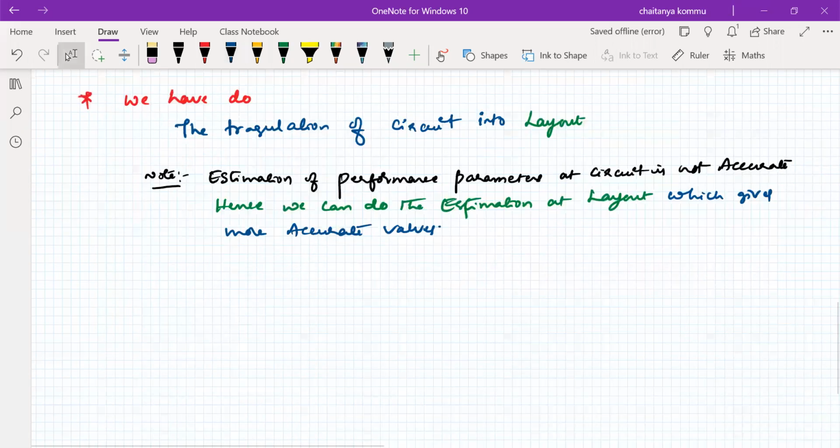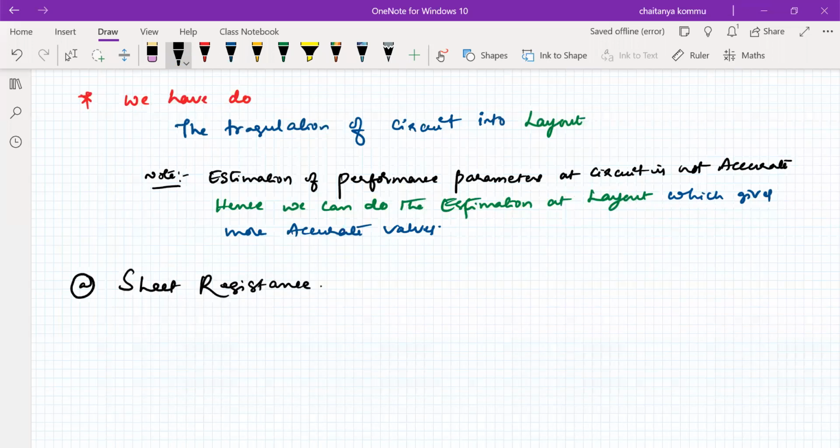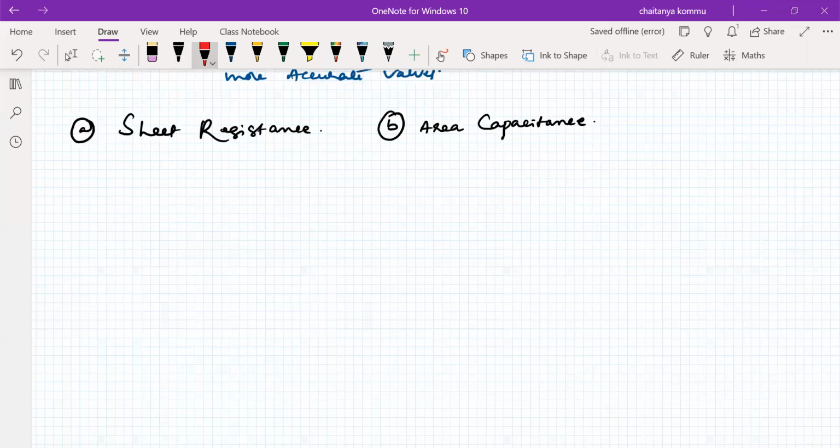In order to do this, the first and foremost fundamental concept is sheet resistance. Finding the sheet resistance of a material is one thing. The second one is area capacitance. So these two things are required. In most cases, we consider resistance and capacitance to find the delay of the circuit. These are the two basic circuit concepts we need to consider in order to estimate the delay of the circuit effectively. So let us talk about sheet resistance quickly.